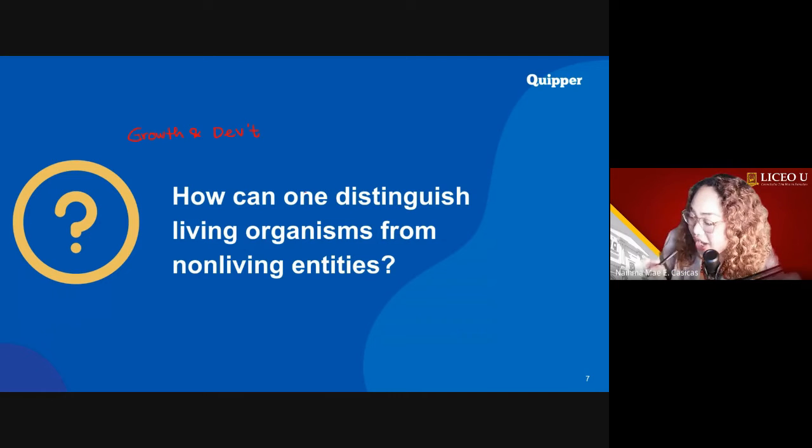So actually, you mentioned two characteristics of life just now. You said that living things grow, and for them to grow, they will need to eat. So in that case, we have energy processing. Living things process energy. So, growth and development, what's the difference between growth and development?